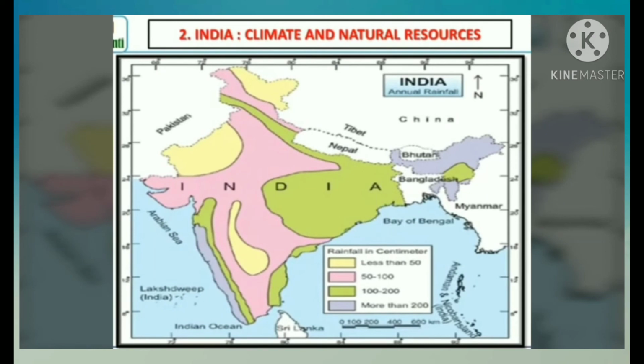So yellow color is specially Rajasthan and all those places. Then 50 to 100 here. You can see Malabar coast, Gujarat and all those places. Now 100 to 200, see all the green parts, and more than 200.